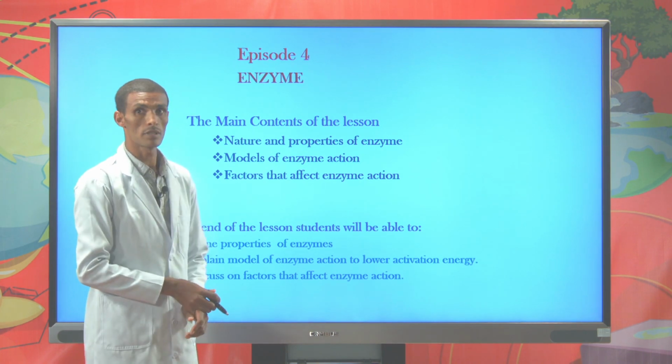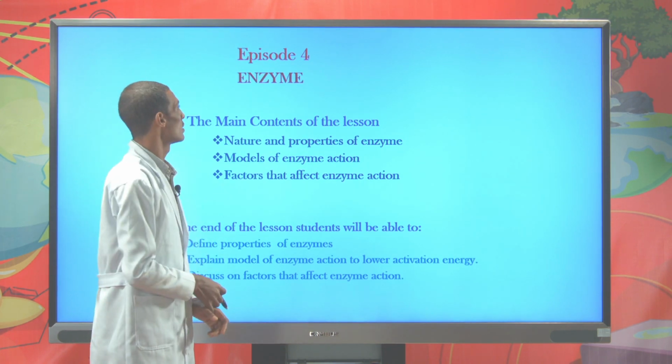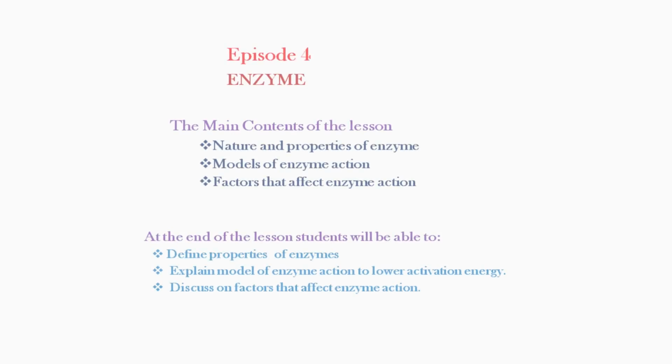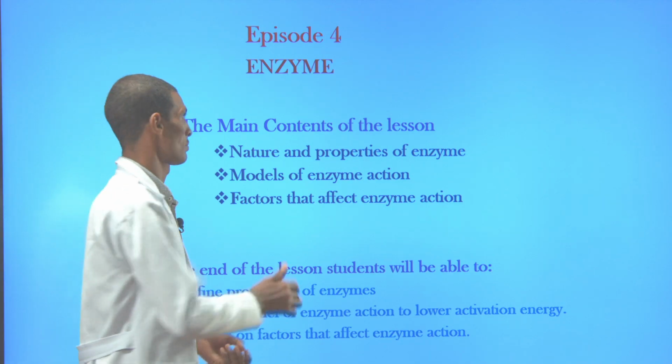Lesson 4, Enzyme. The main content of this lesson includes the nature and properties of enzymes, models of enzyme action, and factors that affect enzyme action. Students, at the end of this lesson, you will be able to define the properties of enzymes, explain the model of enzyme action to lower activation energy, and discuss the factors that affect enzyme action.